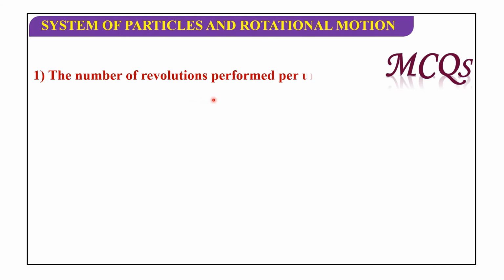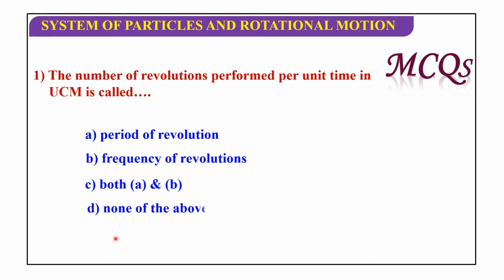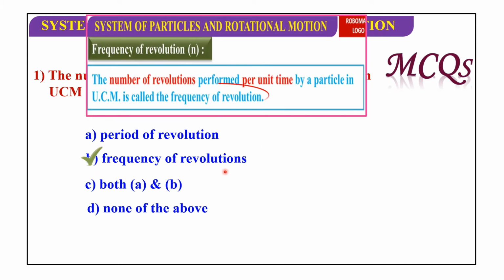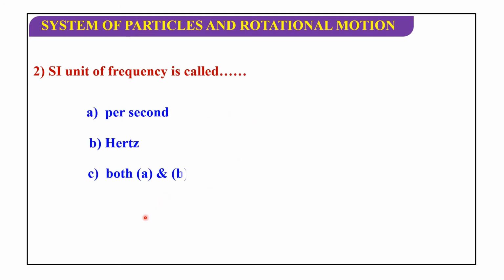Now discuss MCQs. The number of revolutions performed per unit time in uniform circular motion is called: period of revolution, frequency of revolution, both A and B, none of the above. So the number of revolutions performed per unit time is called frequency of revolution. Next. SI unit of frequency is called: per second, hertz, both A and B, none of these. So SI unit of frequency is both A and B.